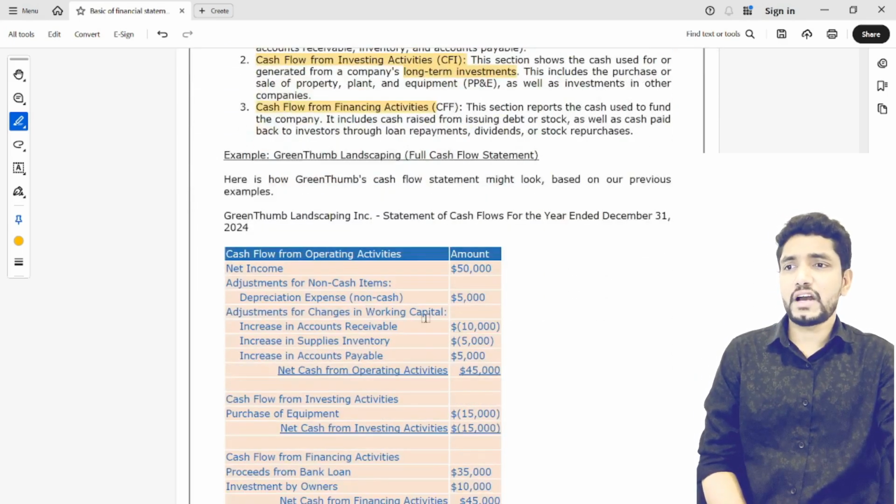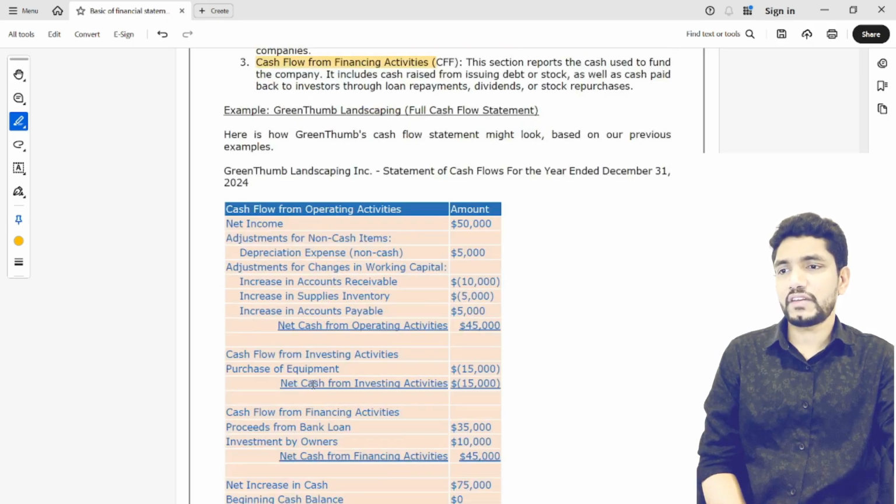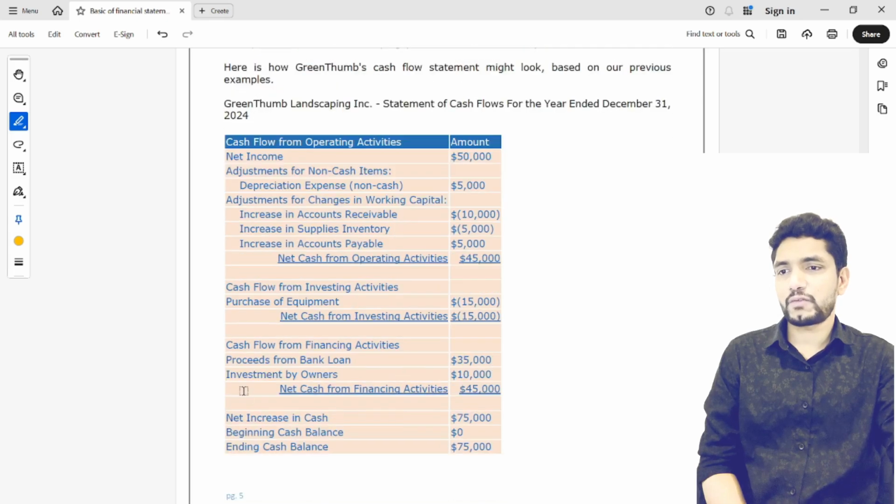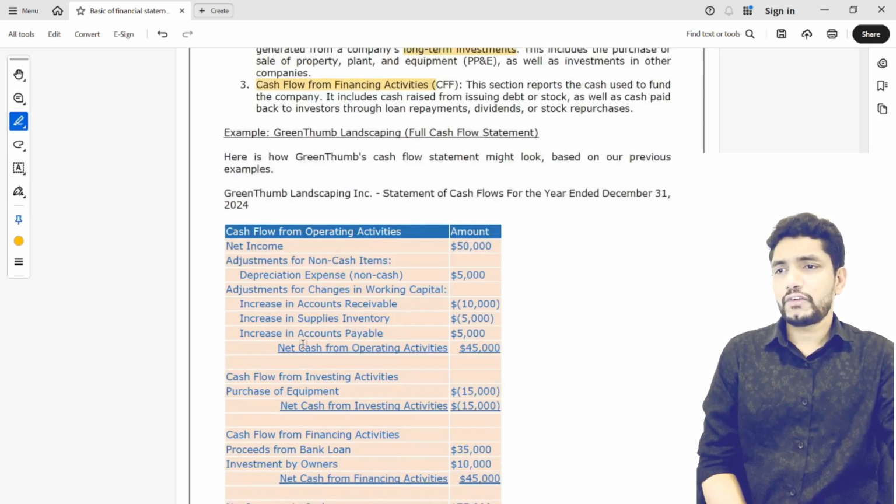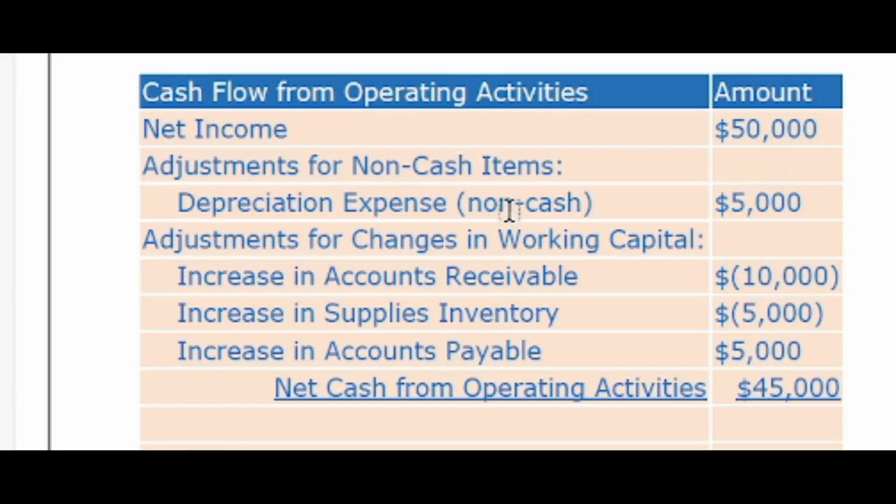So here you can see an example for statement of cash flow. So you can see net cash flow from operating activities, net cash from investing activities, net cash from financing activities. If you see the net cash flow from operating activities, what you did here, you started from the net income. There you adjusted the non-cash item like depreciation. You have to add depreciation to net income to see your real cash flow. After that, you have to adjust the changes in your net working capital.